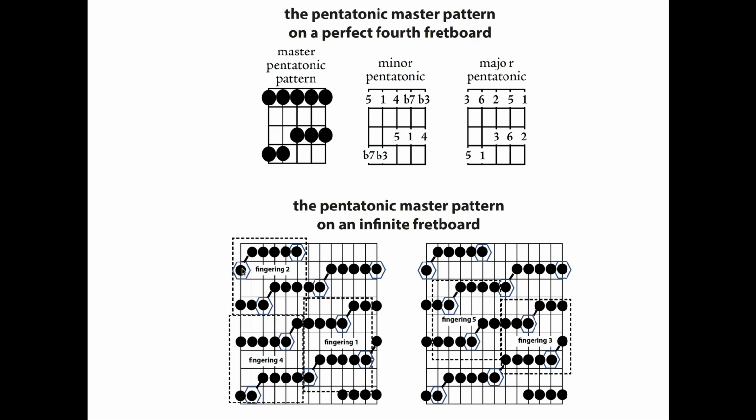And then note that wherever this hexagon is on all these diagrams, that's the flat 3 of the minor key or the tone center of the major key for minor and major pentatonic. So in A minor pentatonic and C major pentatonic, that'll be the C note.